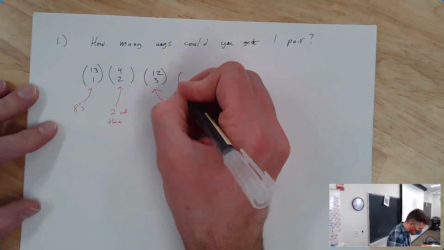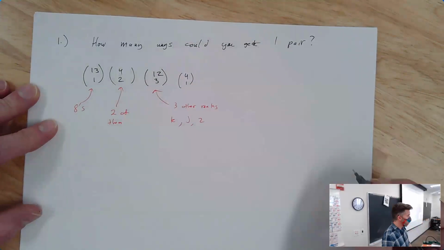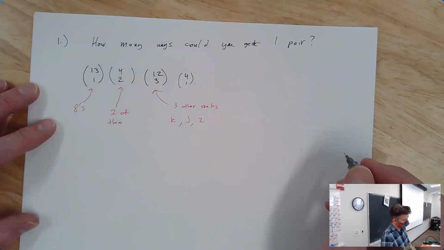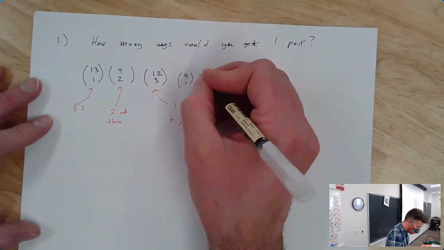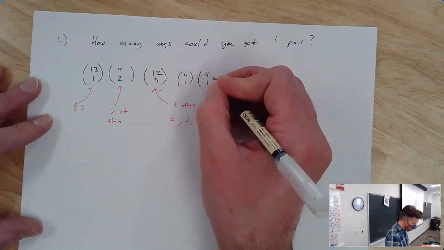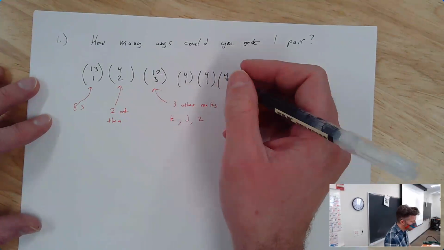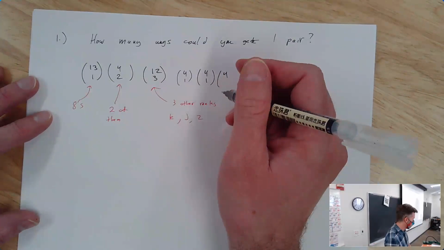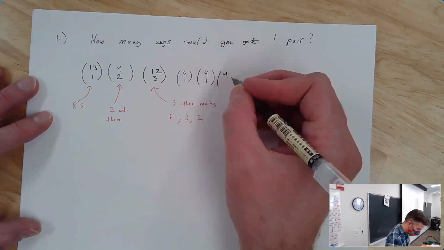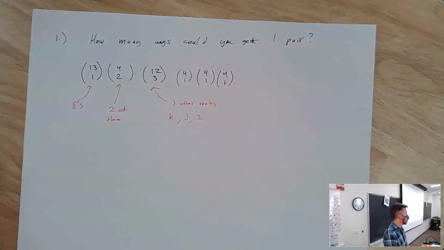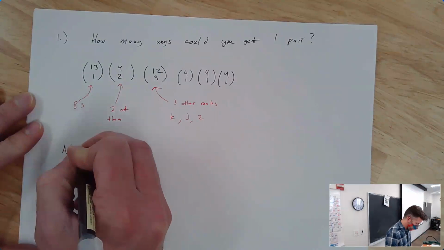And I want 1 of each of those. Well, there are 4 choose 1 kings to choose from, or I should say there's 4 kings to choose from. We're going to choose 1. There's 4 jacks to choose from. We're going to choose 1. There's 4 2s to choose from. I'm going to choose 1. Be careful. It's really easy to make the mistake of doing this.